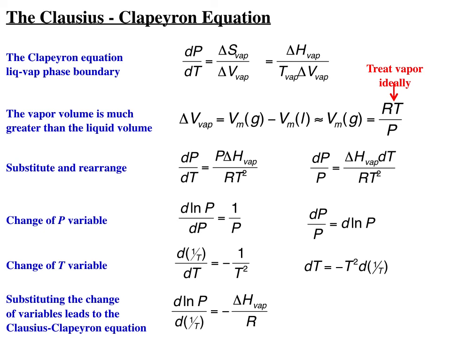And also I can make a change of variable using d(1/T)/dT as being minus 1 over T squared. Solving that, I get dT equals minus T squared d(1/T). So for dP over P, I'm going to make the substitution d ln P. And for dT, I'm going to make the substitution that is equal to minus T squared d(1/T). So the equation can now be written d ln P/d(1/T) equals minus delta H of vaporization over R, excuse me.